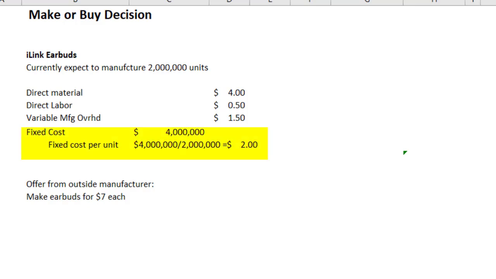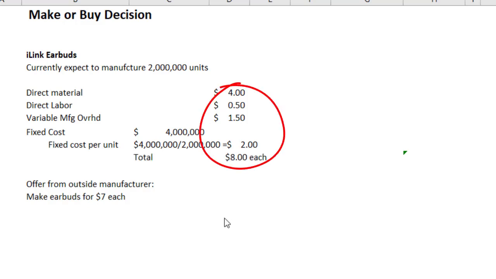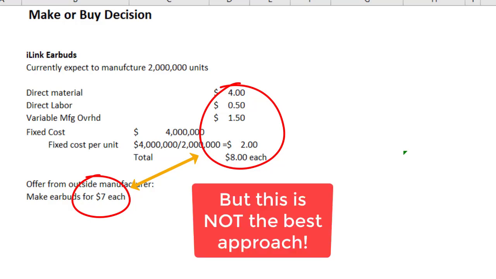Then we have some fixed cost at $4 million. Now, if we look at that on a per unit amount, that's $2 per earbud. We have an offer from an outside manufacturer saying they will make the earbuds for us for $7 each. When we consider this, the knee-jerk or initial reaction is to add up all of our costs. Adding up all the costs brings us to $8. The earbuds they're offering to make for us at $7, so we say, oh, okay, well, it's cheaper to buy the earbuds from an outsider.